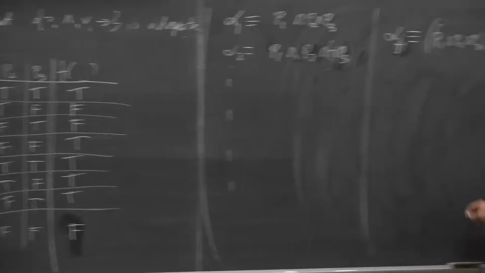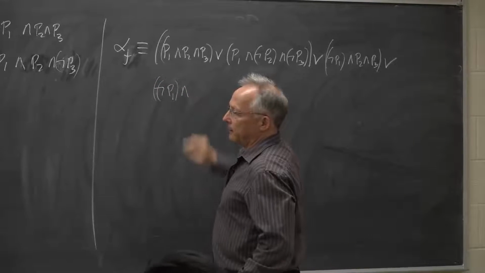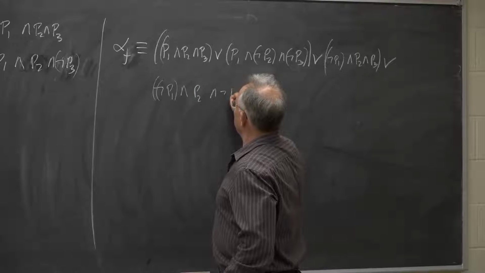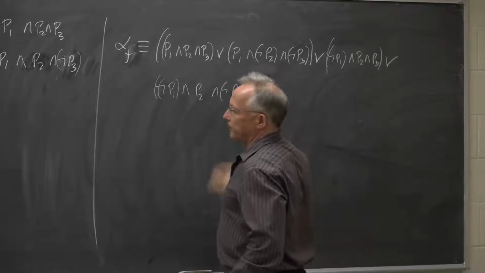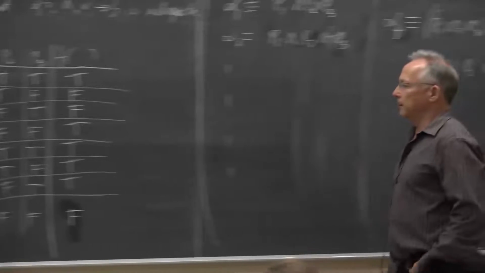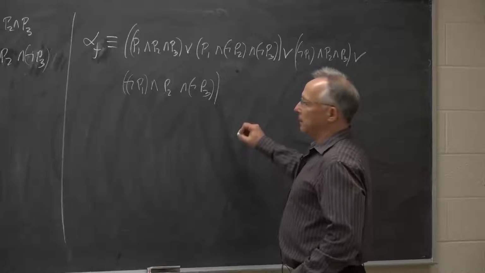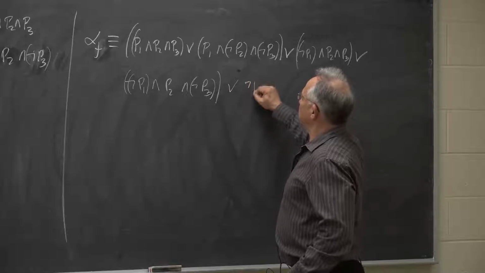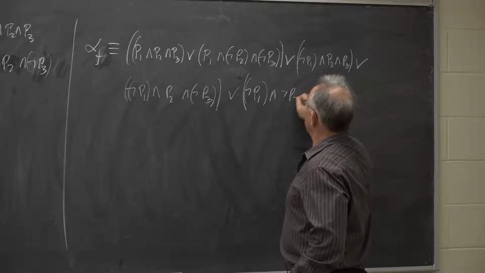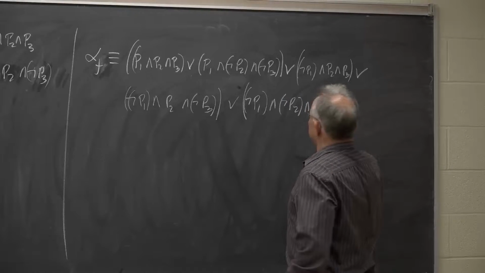Oh, not P1 and P2 and not P3. So we took care of this one, and now this is the last one, which is OR, not P1 and not P2 and P3. So that's my formula.